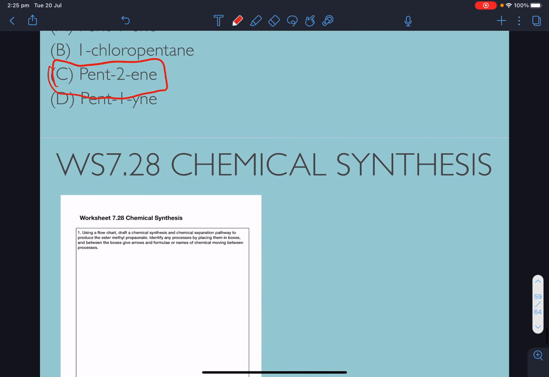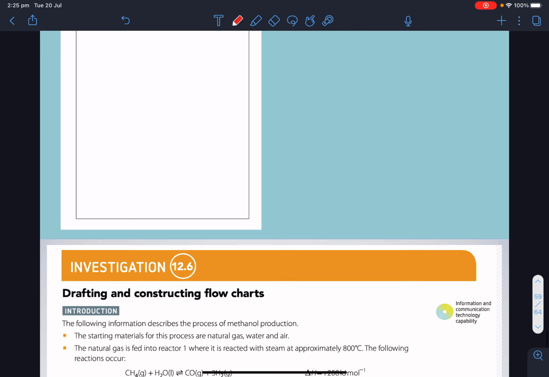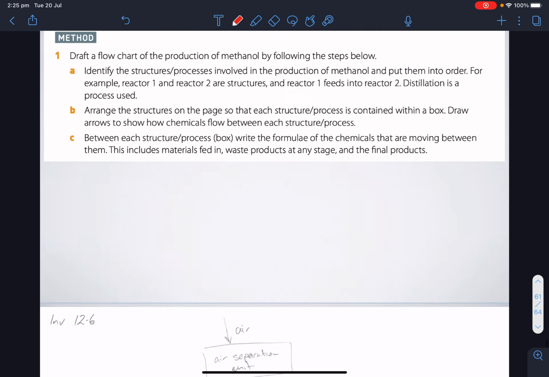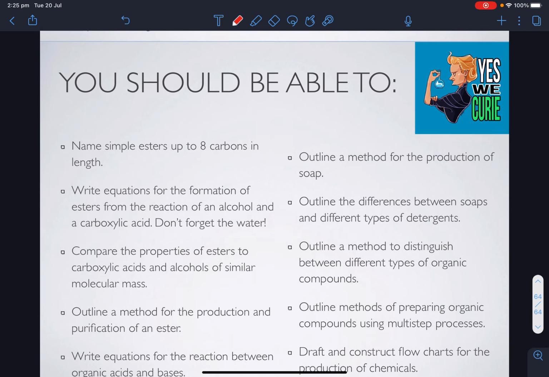Okay. So now you can do chemical synthesis, and there's a little activity there too. And we're at the end of the chapter.